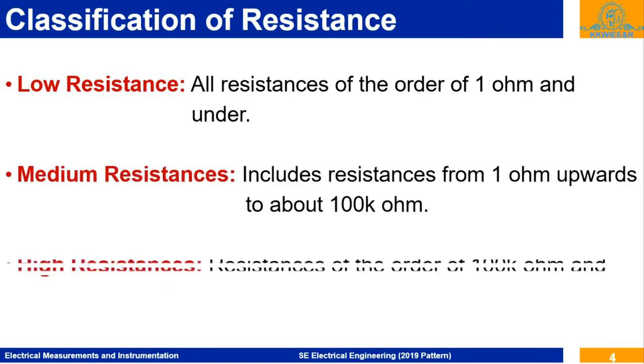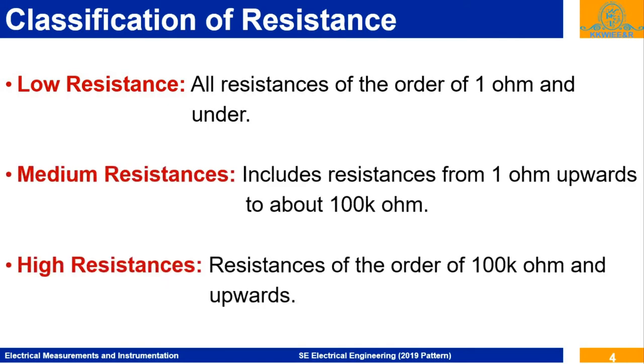Basically, the resistances are divided into three parts: low resistance, medium resistance, and high resistance. If the value of resistance is 1 ohm or less, it is called a low resistance. Whereas if the value of resistance lies between 1 ohm and 100 kilo ohm, then it is called a medium resistance. If the value of resistance is 100 kilo ohm or more, it is called a high resistance.